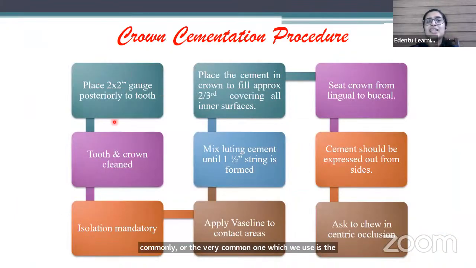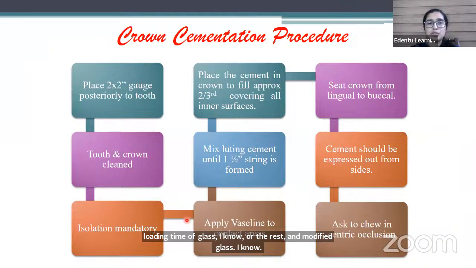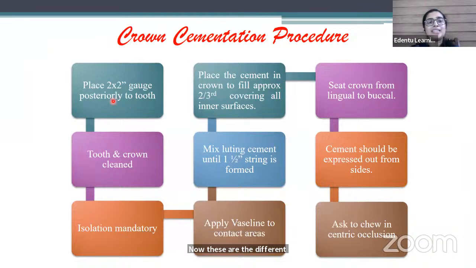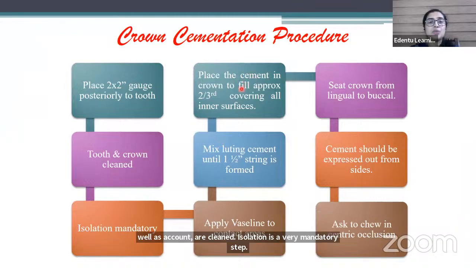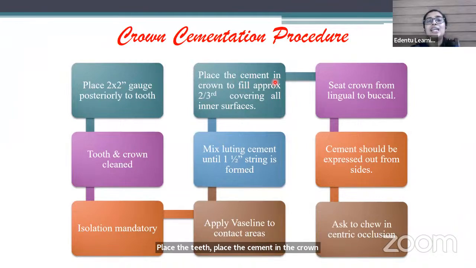Now these are the different crown cementation procedures that you are about to follow. Basically, place a gauze piece posteriorly to the tooth, and then the tooth as well as the crown are cleaned. Isolation is a very mandatory step. Place the cement in the crown to fill approximately 2/3.